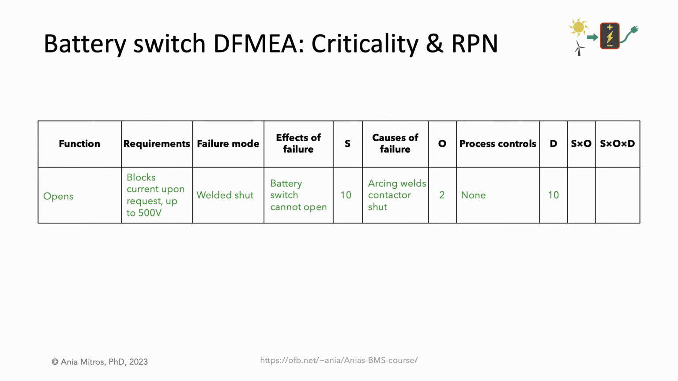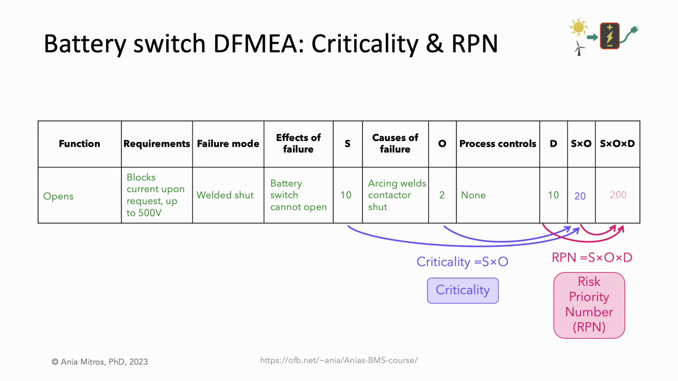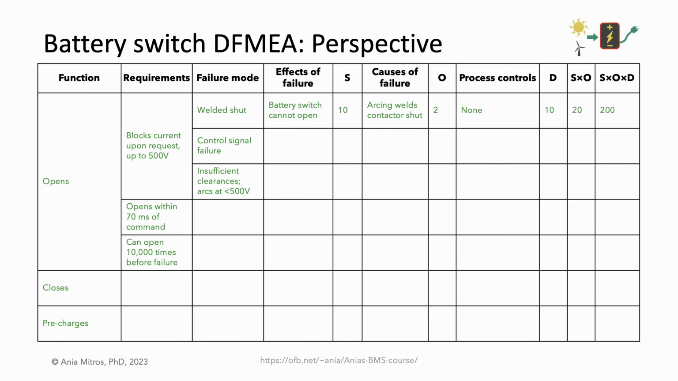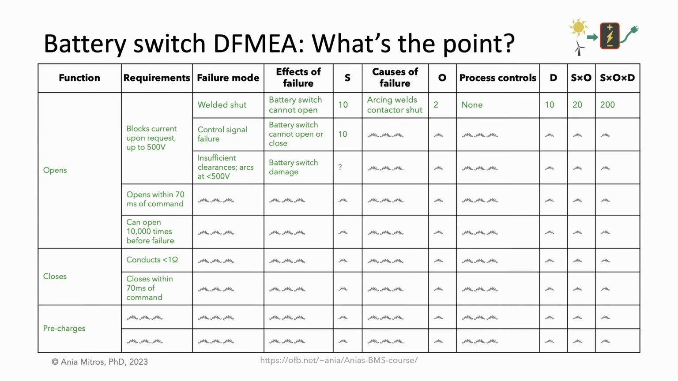And now we multiply the severity times the occurrence. That's called the criticality. And then multiply the criticality by the detection rating to get the risk priority number, or RPN. Phew! We've completed one row of the DFMEA. You can see how intensive FMEA is. Let's zoom back out to the overall table for perspective. This is what we've filled in. It would be tedious to fill in the rest of the table in this lecture. So let's pretend we've filled out the whole table, pretend that it's properly completed.